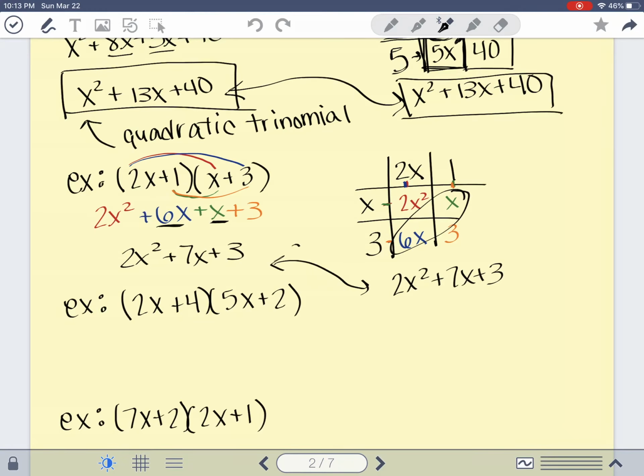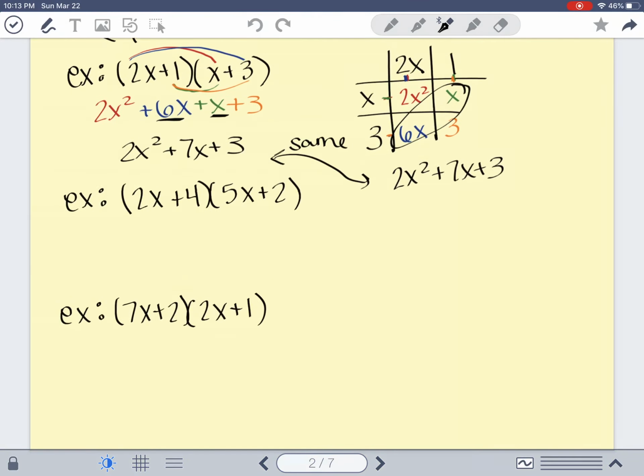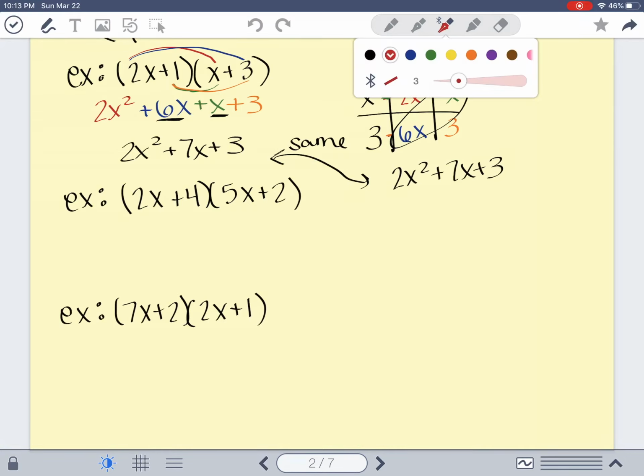Again, same answer. That is what we want, same answer. So whichever method works better for you is what I want you to do. I'm not requiring that you specifically do the FOIL method. I'm not telling you that you have to do the grid method, whichever you find easier for you. So for this next one, I'm going to go ahead and just do the FOIL method.